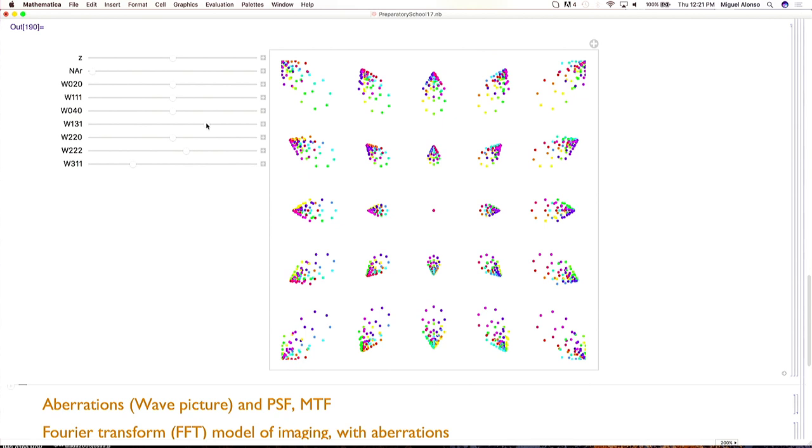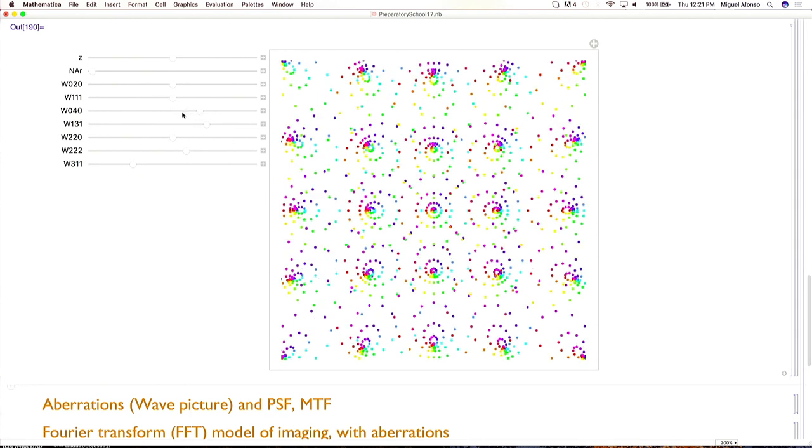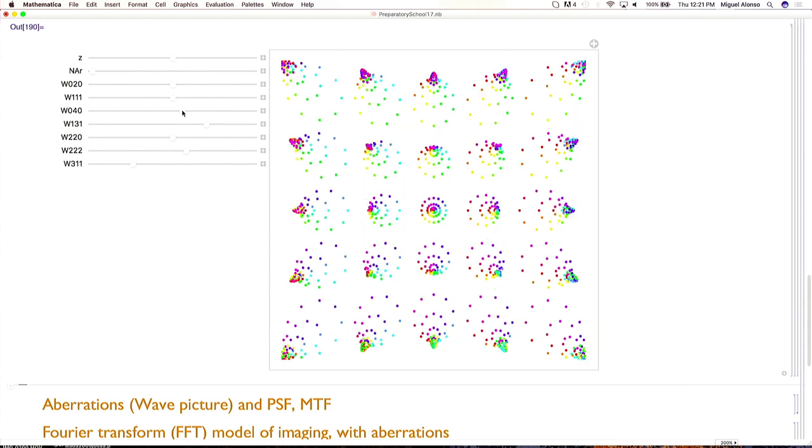And you can see how at different parts of the image, different aberrations affect. But this point is perfect. What can I do to ruin that point? The focus on, but then I can move. But spherical. Spherical is the one that, if I have that, then I put a lot of it. Even this point is not perfect.